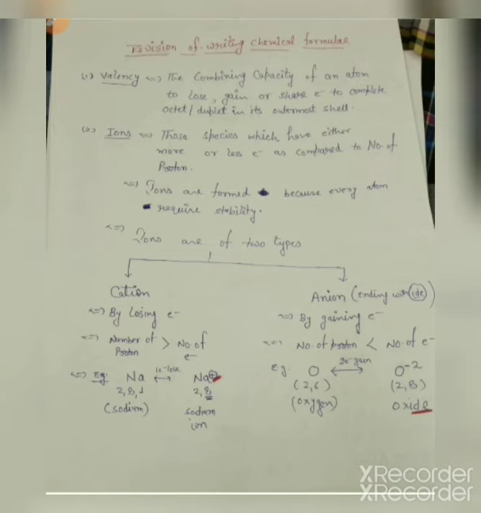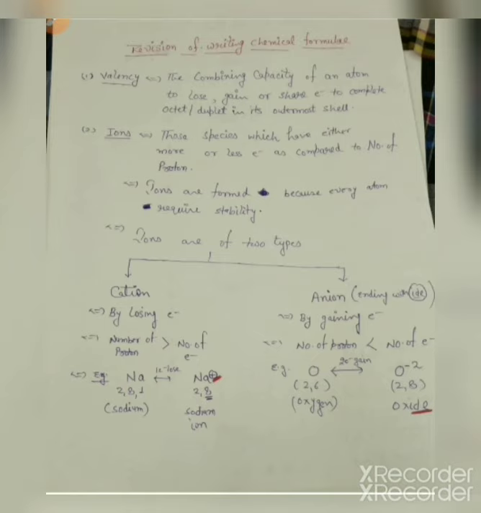Today we will revise the chemical formula. Before starting writing chemical formula, we require few terms like valency, ions, configuration, symbol. So let's start with the valency.